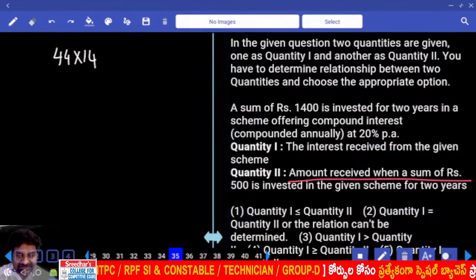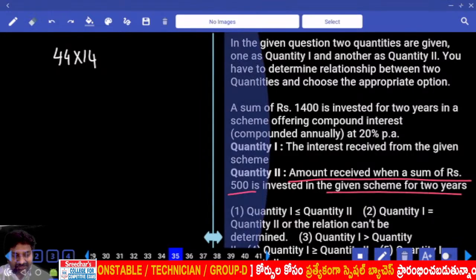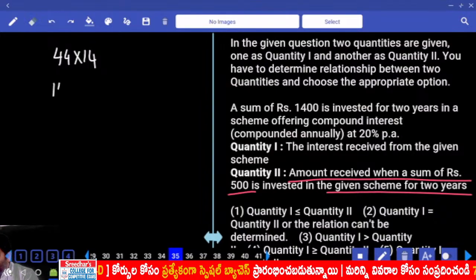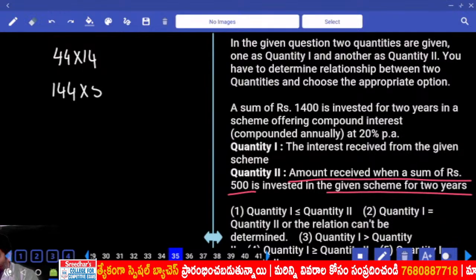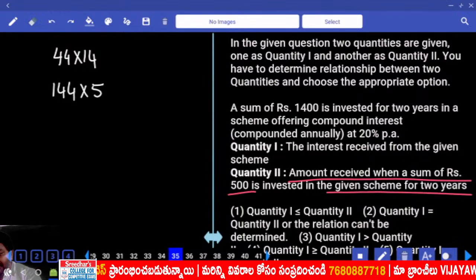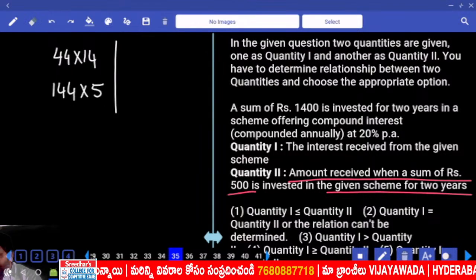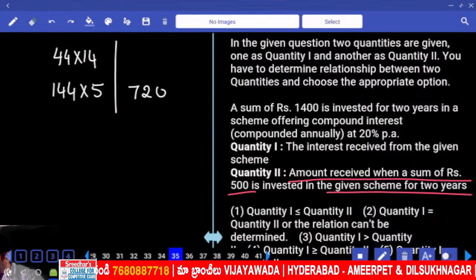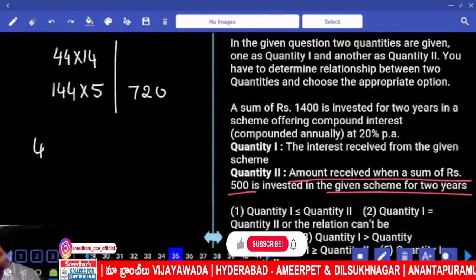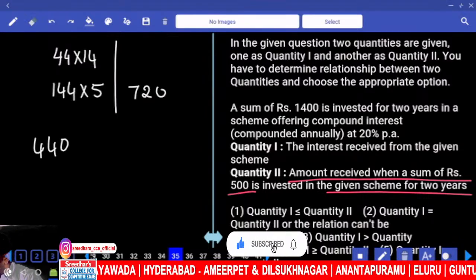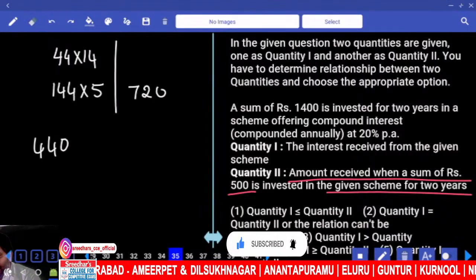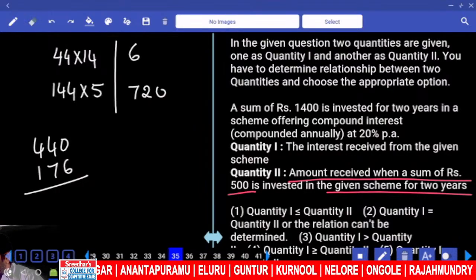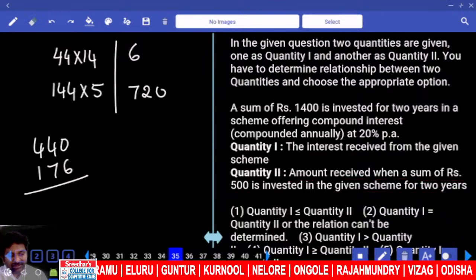Q2, amount received when a sum of 500 is invested in the given scheme for 2 years. Interest is 44%. Then amount is 144 percentage calculated on 500, 1% is 5. 5 times of this number is 10 times and half of it, which is 720. 14 times, 10 times plus 4 times, 10 times 440, again 4 times, double double, 44 double 88, double 176, that is going to be 600 something. Am I right? Q1 less than Q2.